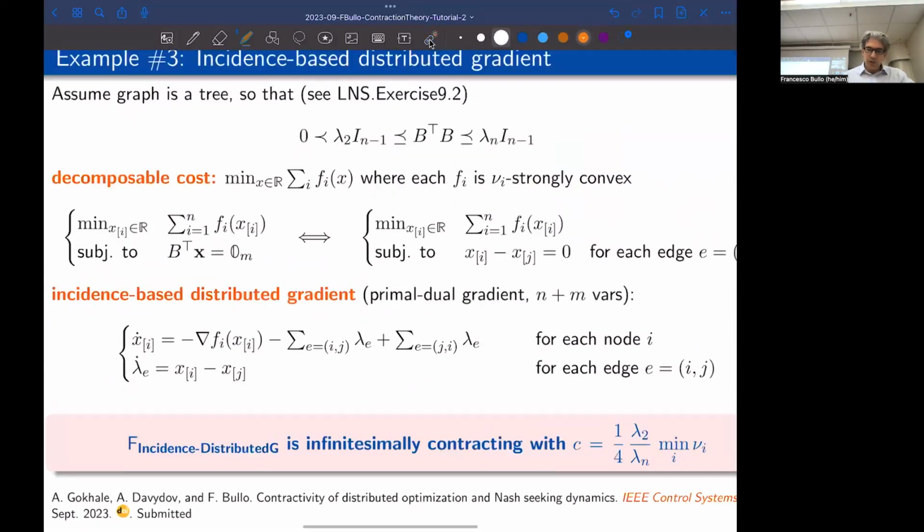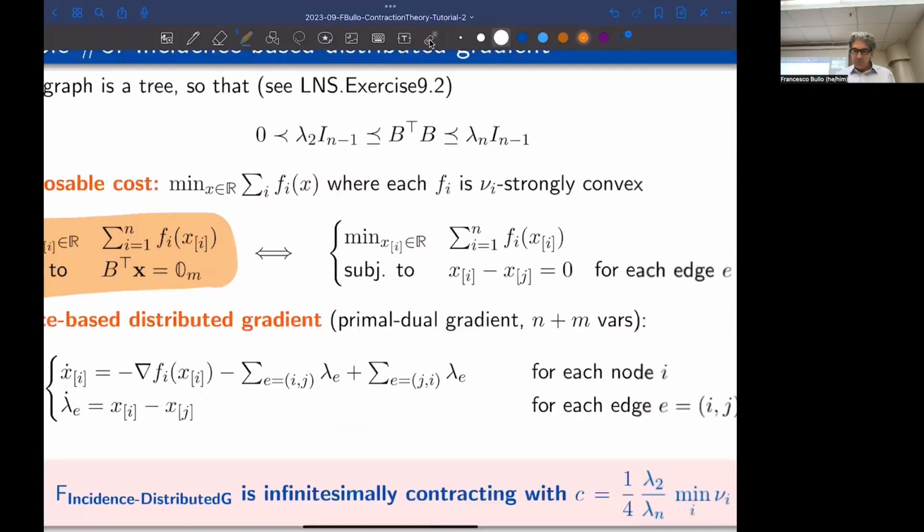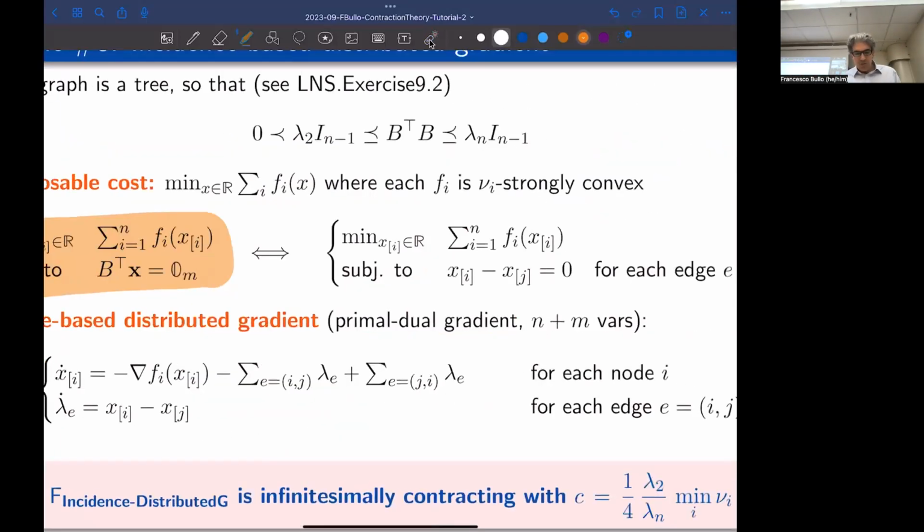Now, let's start perhaps by looking at this equation here. We are optimizing the sum of the functions f_i. At each f_i, I evaluate the function of the estimate x_i. This is for node i, and I am minimizing it with respect to my own variable, subject to the equality constraint. So the equality constraint, when written with the incidence matrix, leads to this equality, x_i minus x_j equal to 0.